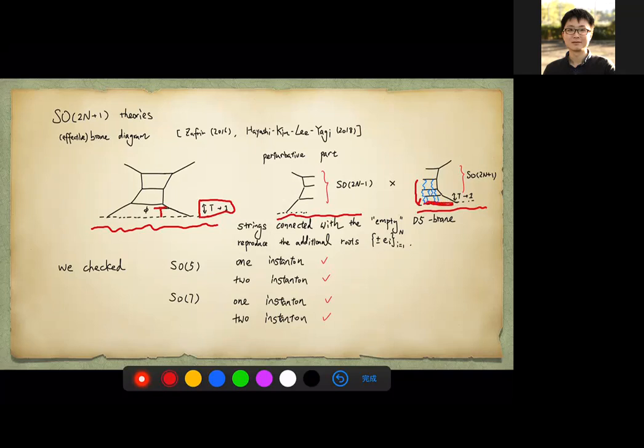So the string stretching between the usual D5 branes and this special D5 brane will give the additional roots that look like this in the SO2N plus 1 calculation. And again, we checked the one and two instanton calculations in SO5 and SO7 gauge theories.